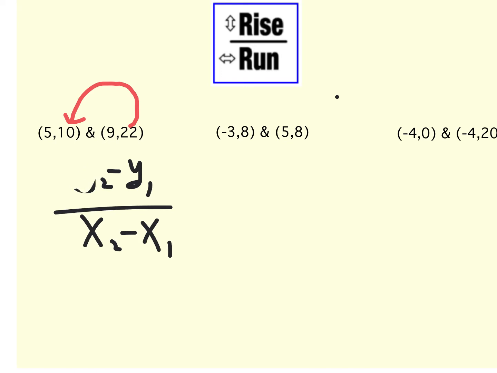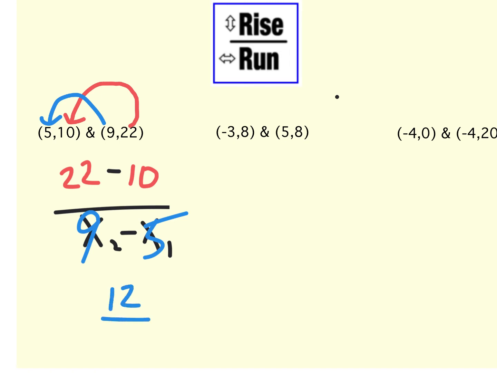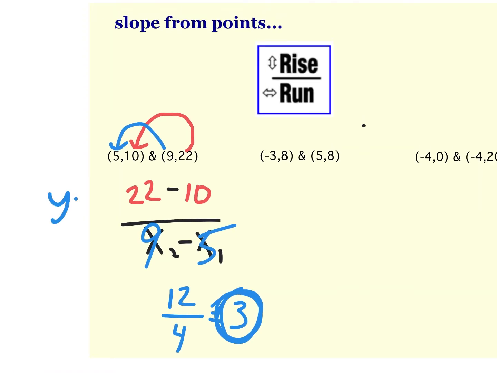So if I'm going to do a slope here, I go 22 minus 10 over 9 minus 5. So that's 12 over 9 minus 5, which is 4. 12 over 4 gives you a slope of 3. Notice it was the y's over the x's, and they're subtracted.